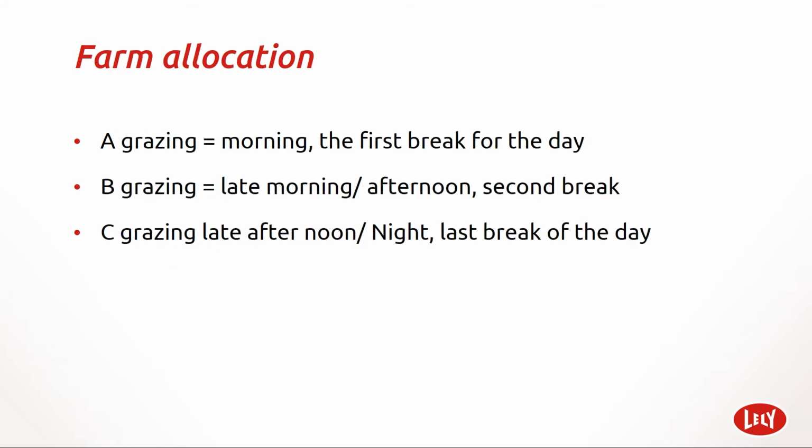Now, a farm allocation for a typical three-way grazing system looks like this. You've got your A block, which is your morning, the first break of the day, and requires roughly 40% of the milking platform or allocation of the cow's needs. Your B block, 40% of the milking platform, and your C block. So this is the nighttime block, which is usually closest to the shed, and 20% of the milking platform. Now your A block is usually your furthest distance travelled on farm.